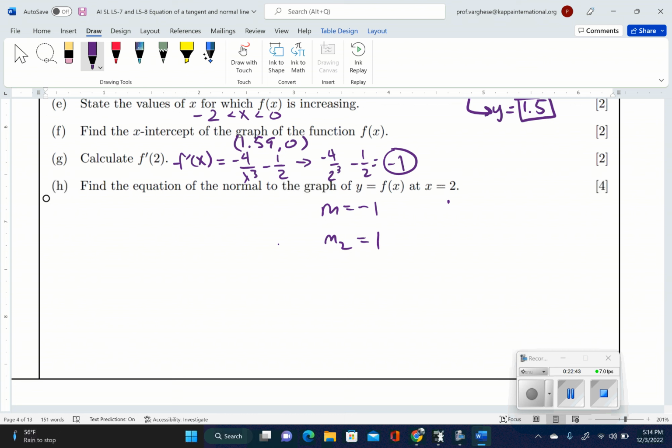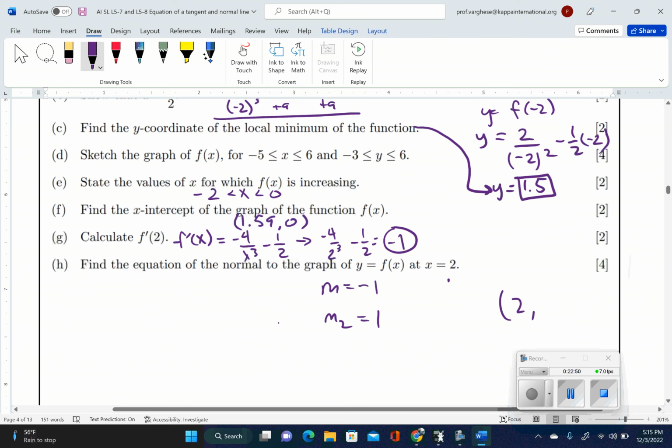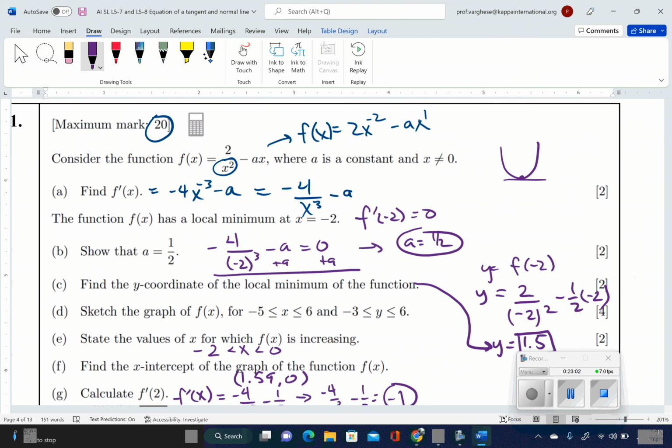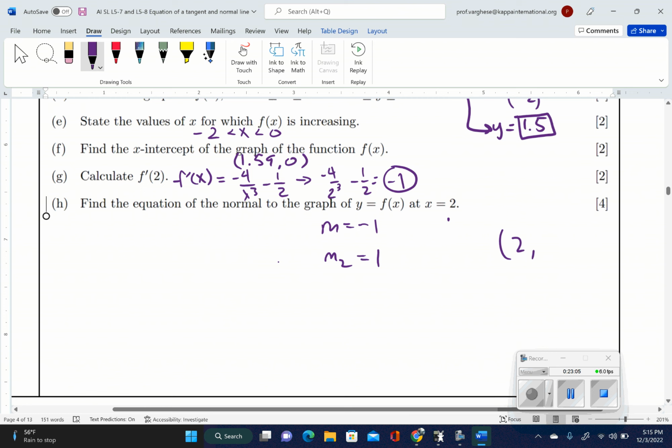So now we need to find the coordinates of f of x at 2. If x is equal to 2, what is y? We have to go back to our original function for that. So if I plug 2 in for my x right here, and I know my a is equal to 1/2, then my y is going to equal -1/2.